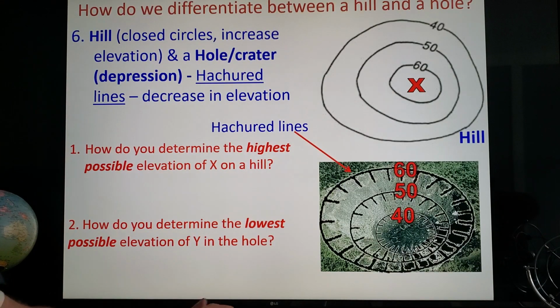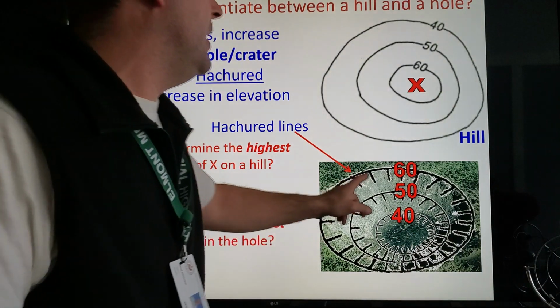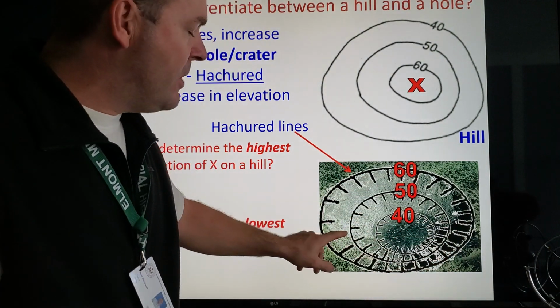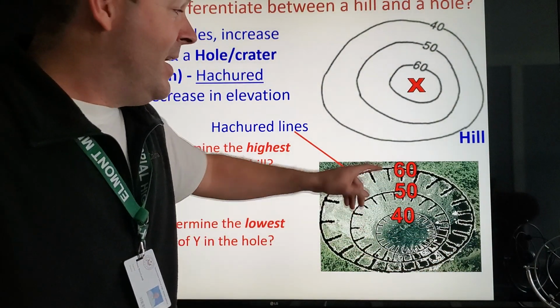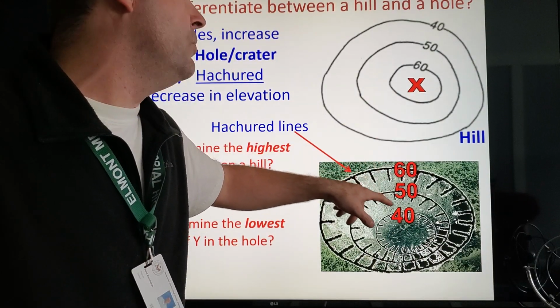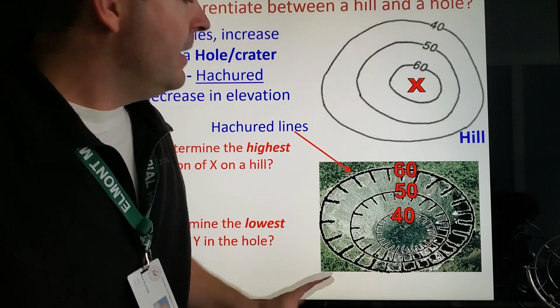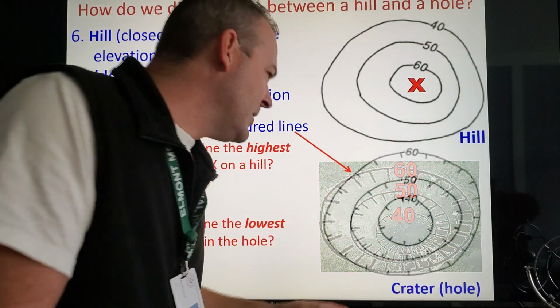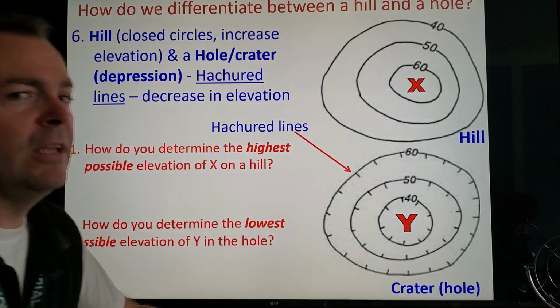But if it was a hole, it would look like this. The lines would have these little teeth marks on them. They call them Hatcher lines. And even if the numbers weren't there, you would know you're going down into a hole. Get rid of the picture, show you what it looks like. That's what it would look like on a regular map.